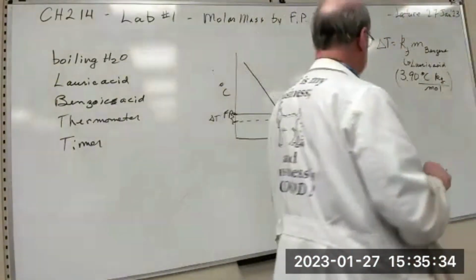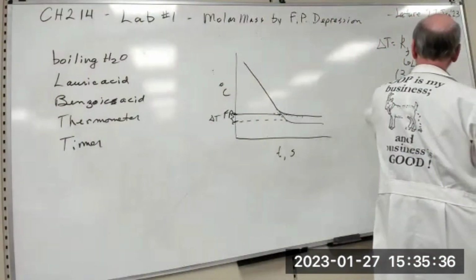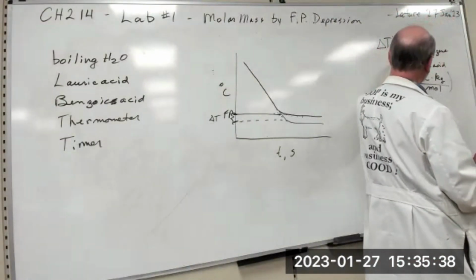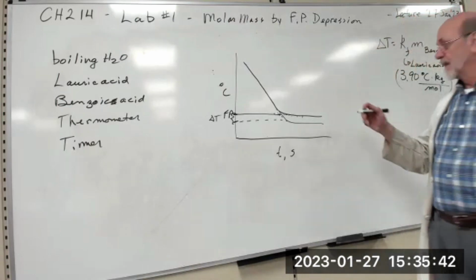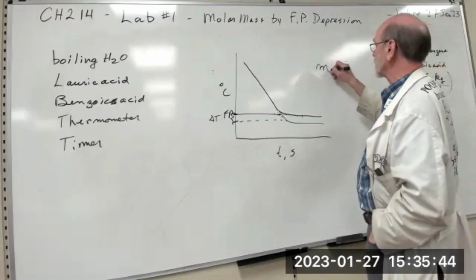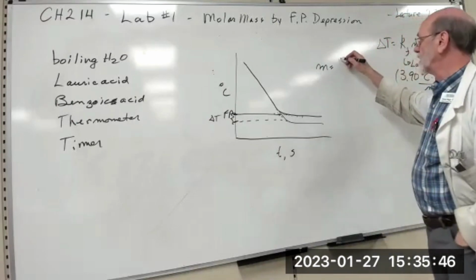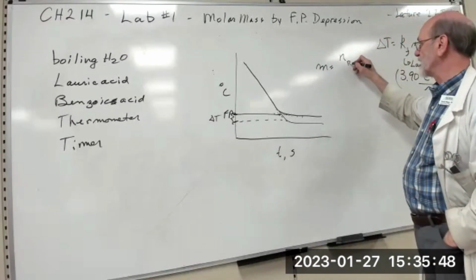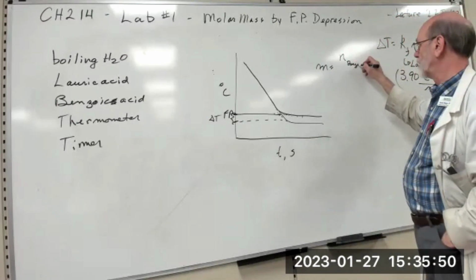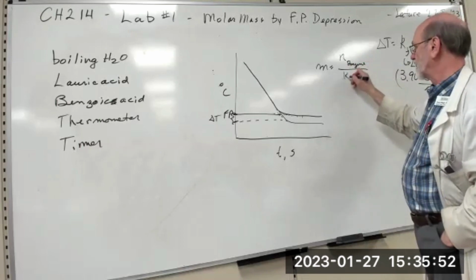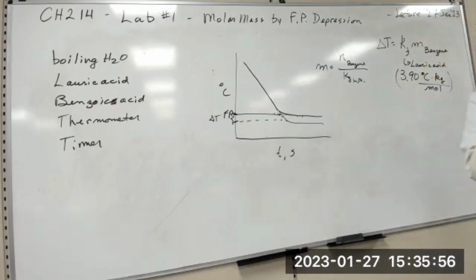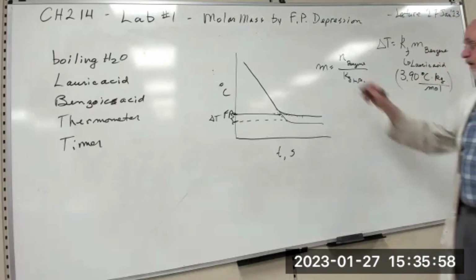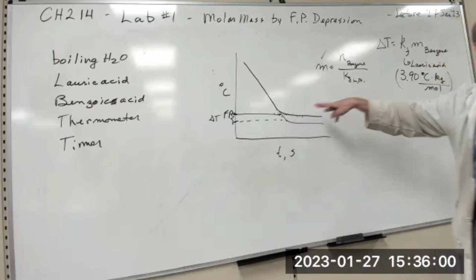And then we know the delta T, we know the K, so we can solve for the molality of the benzene. Once we get the molality of the benzene, that's what? Moles of benzene per kilogram of lauric acid. Okay. Now, we got that one from this operation here.